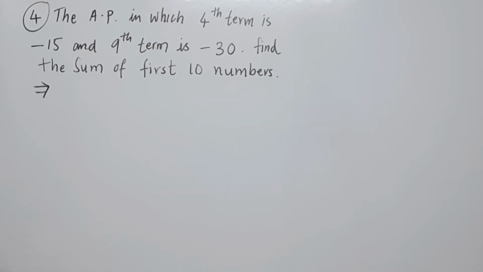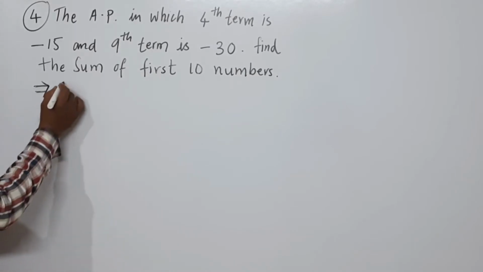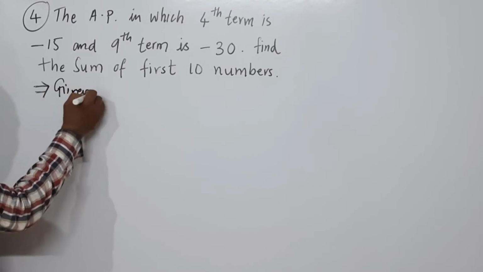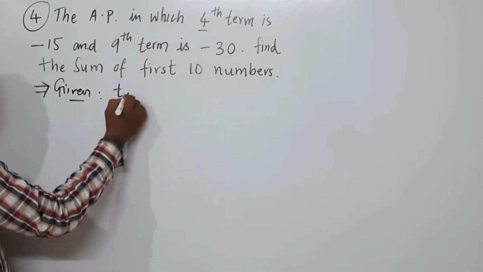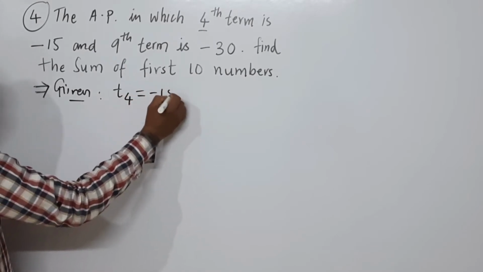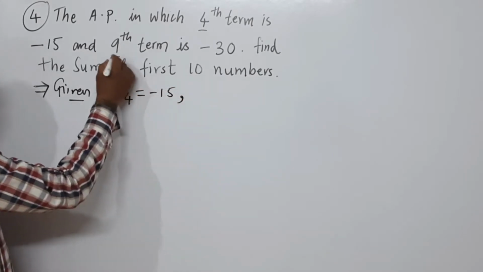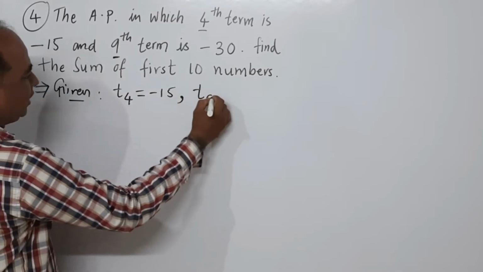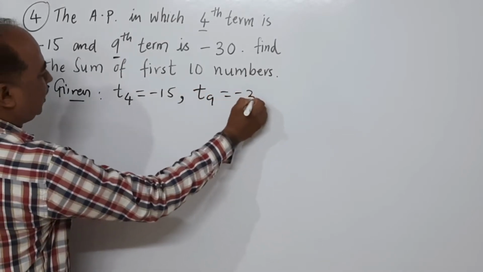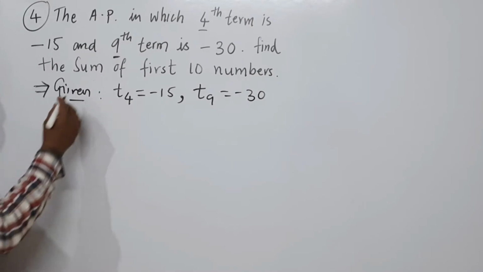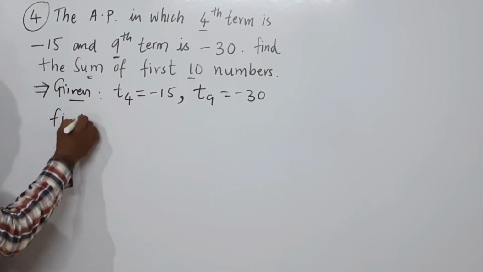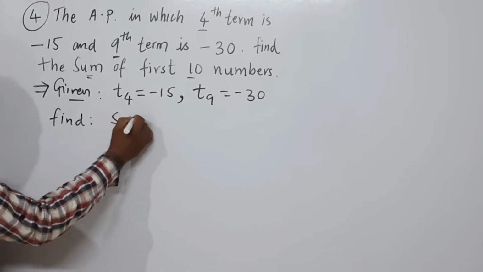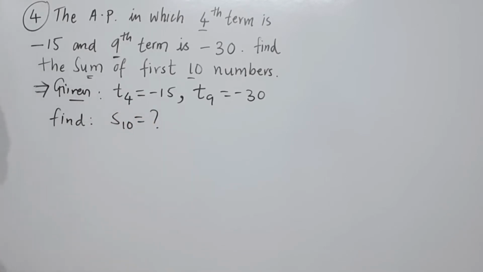Next problem: in an arithmetic progression, the fourth term is minus 15 and the ninth term is minus 30. Find the sum of the first 10 terms. So the given things are: the fourth term of an AP, T4, is equal to minus 15, and the ninth term of an AP, T9, is equal to minus 30. Here we have to find S10, the sum of the first 10 terms.